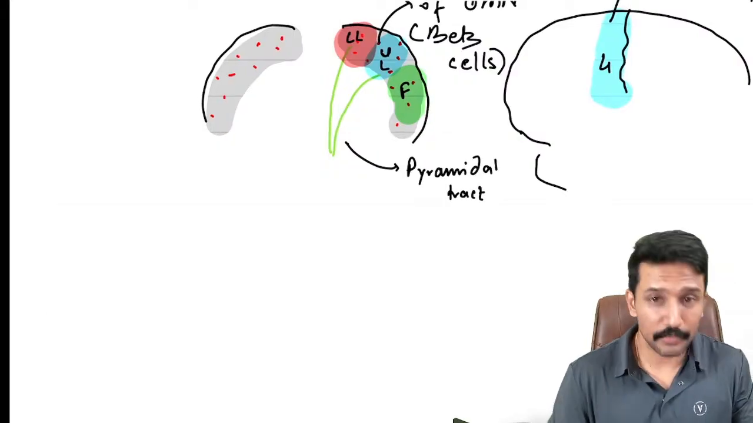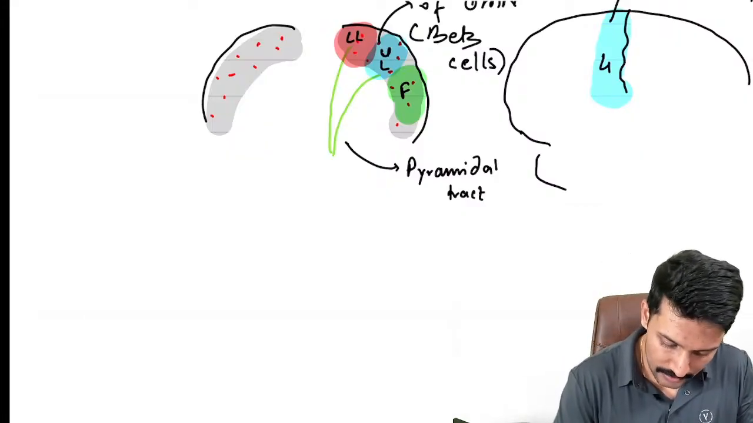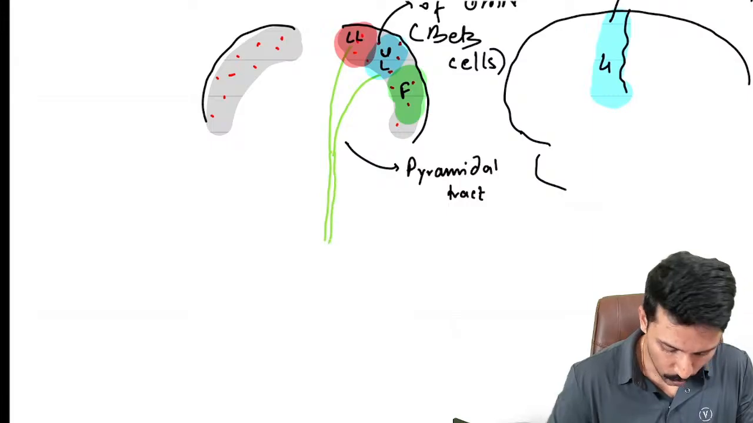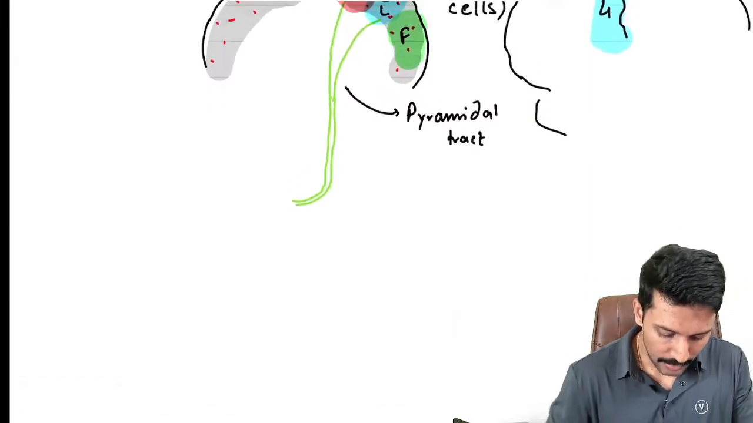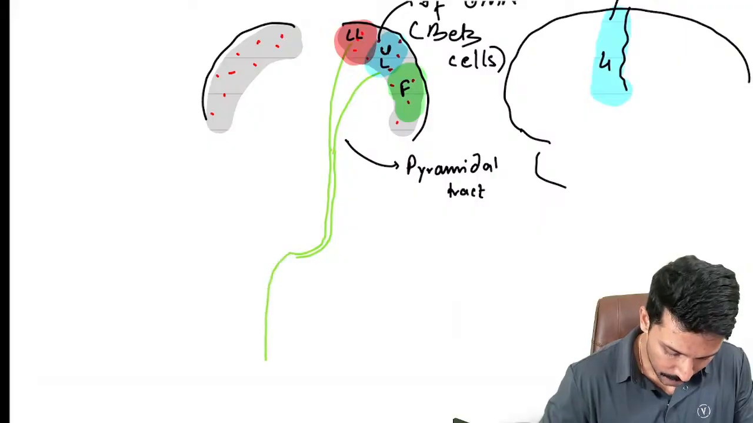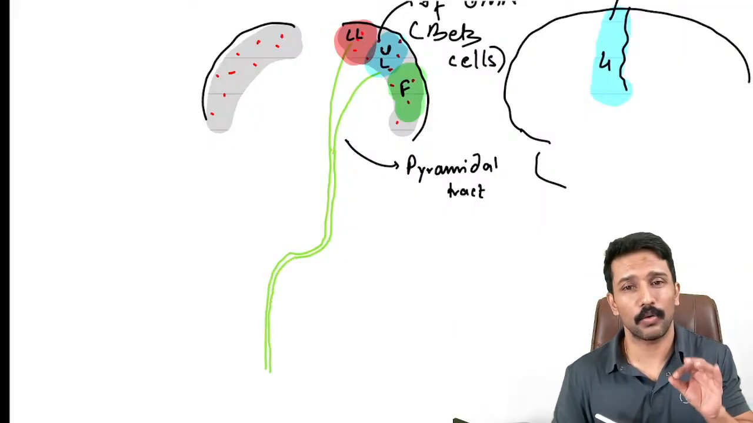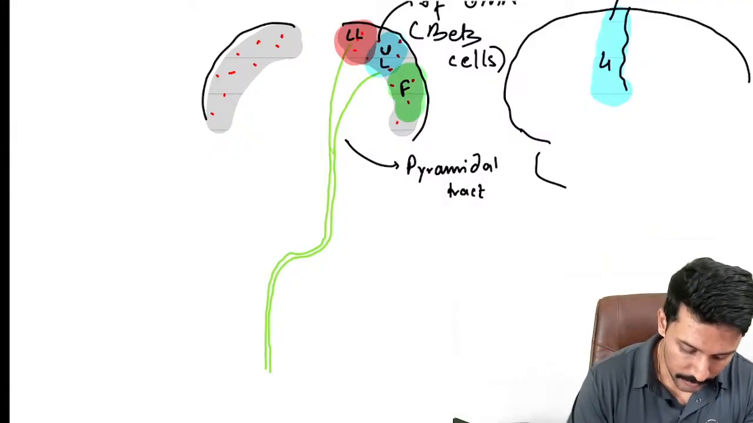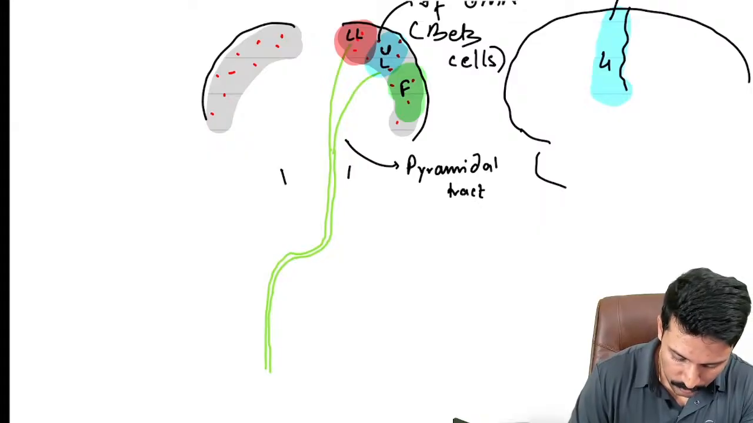Now this pyramidal tract, the first MCQ they will ask is where does it decussate, and all of you know that it decussates at the lower end of the medulla. So it descends down till it reaches the lower end of the medulla, decussates there, and enters the spinal cord as the pyramidal tract. And in the spinal cord, because it is laterally positioned, we call it the lateral corticospinal tract.